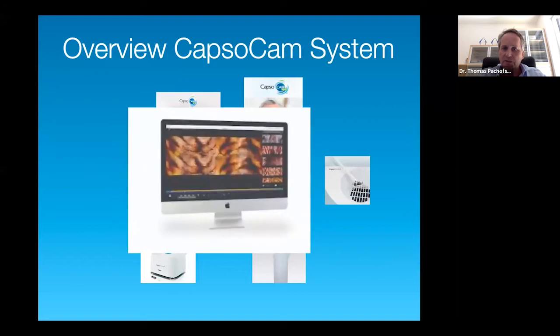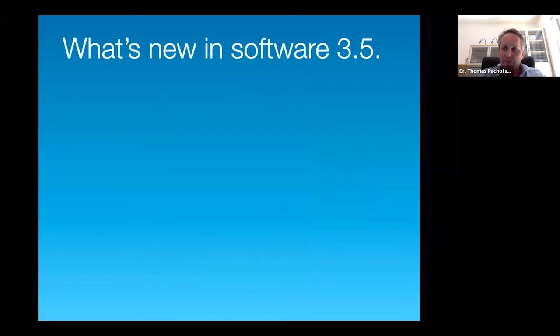And you need the software. You can work on every computer you work with. It could also be a Mac or a Windows-based computer, or over the CapsoCloud where the software is included. So we have had for a couple of months a new software, the 3.5 software. And what's new in this software?